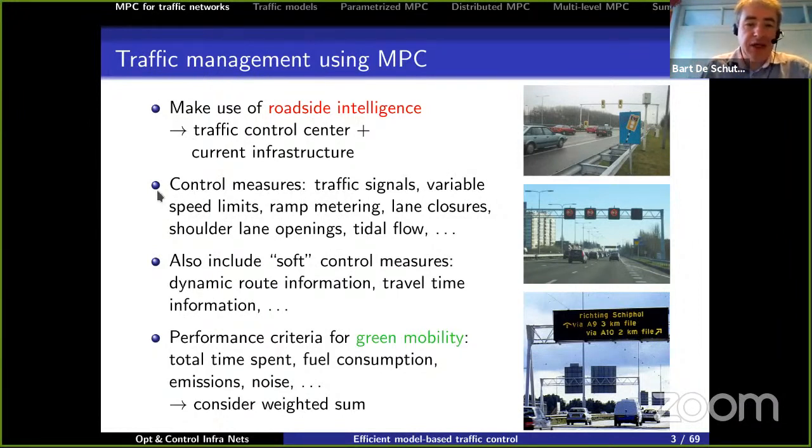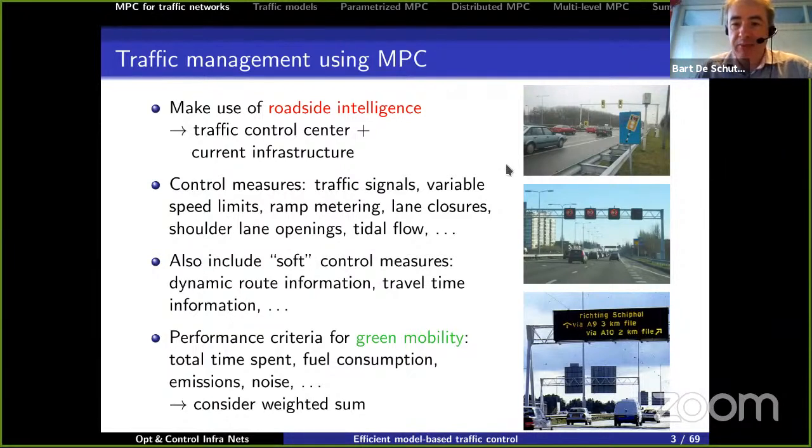The control measures can include traffic signals in urban contexts, but also variable speed limits. That's what you see here on the right. So a portal above the highway where speeds are displayed. And later on in the presentation, we will give an illustration how these speeds can actually be used to reduce congestion. We also consider ramp metering.